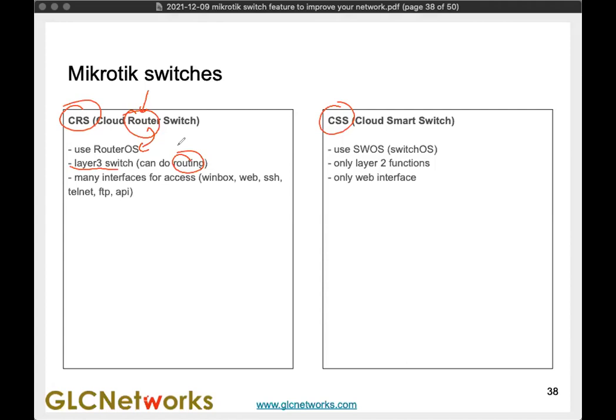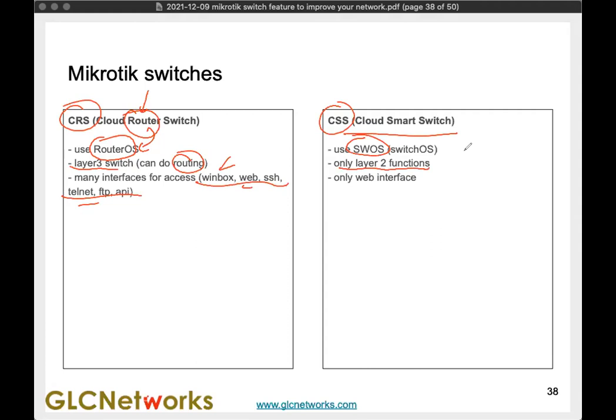Because we use RouterOS, we can access the switch using lots of options. We can use Winbox, web-based, SSH, Telnet, FTP. But Cloud Smart Switch is different, so it's using SwitchOS, so you cannot use Winbox to get in. It can only provide layer 2 functions, okay?